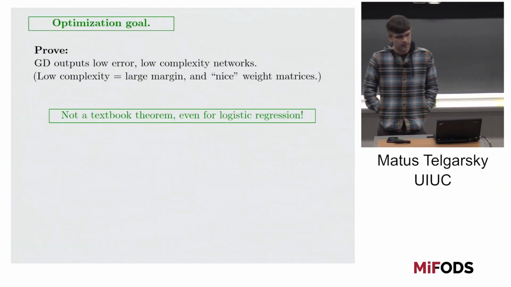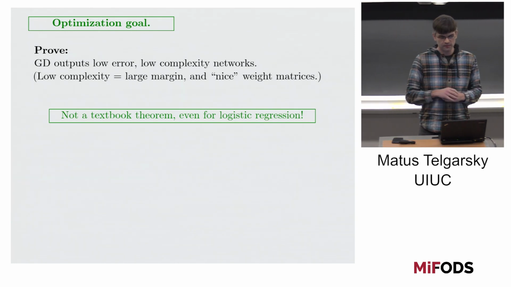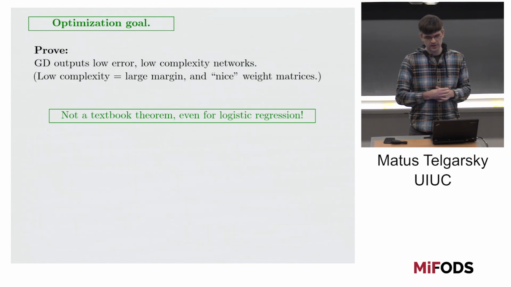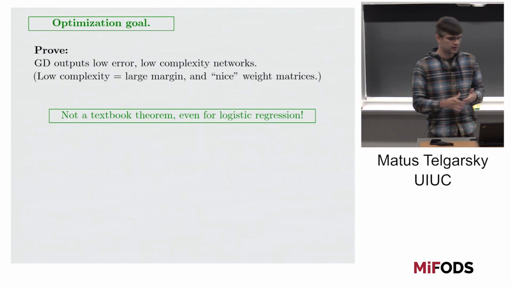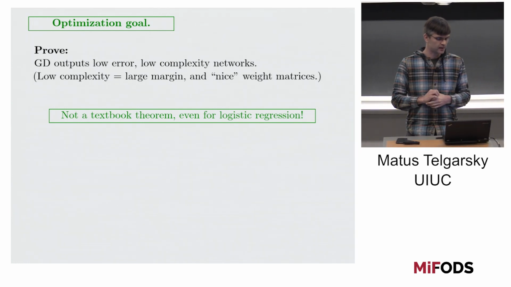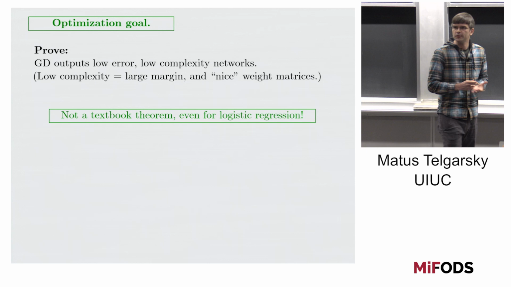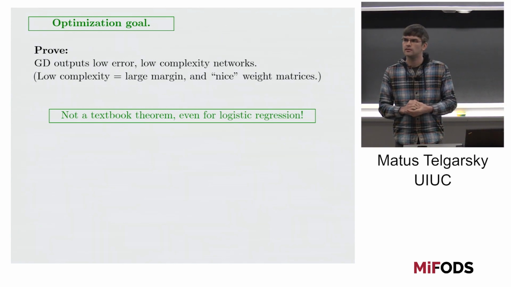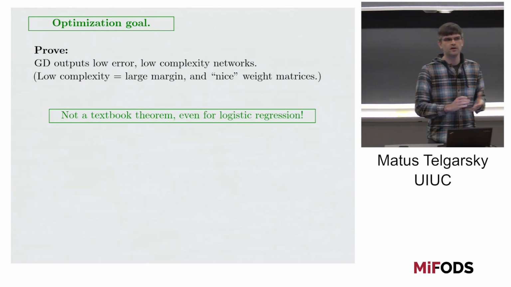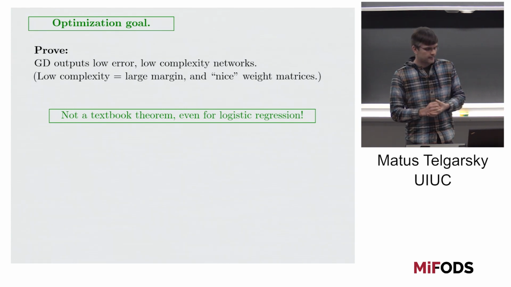OK, so again, our goal is to prove that gradient descent on logistic loss or similar losses finds, in the linear case, a low complexity network, which just means a small L2 norm, so it finds a max margin predictor. And I should say that even though this is a convex problem, this is not a textbook theorem. I don't know of any textbook that can easily imply this. Even though it's a convex problem, it is absolutely not solved in any sense.